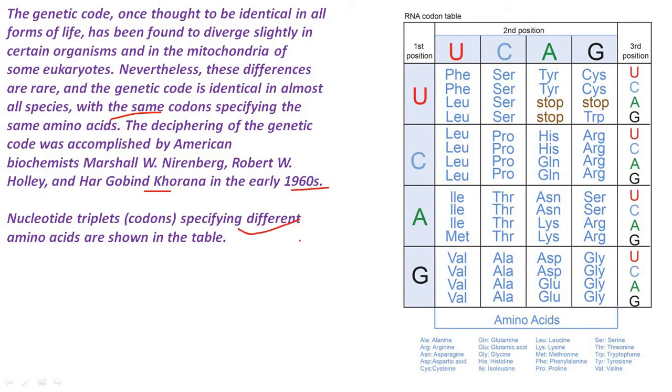and the nucleotide triplets specifying different amino acids are shown in the table. Just have a look at this table very carefully. Okay, this is the RNA codon table and the amino acids are listed below. This is U, C, G, A, and the permutation and combination resulted in this. Okay, and these are the stop codons. You have to remember the names of the stop codons and the start codon for your exam purpose.